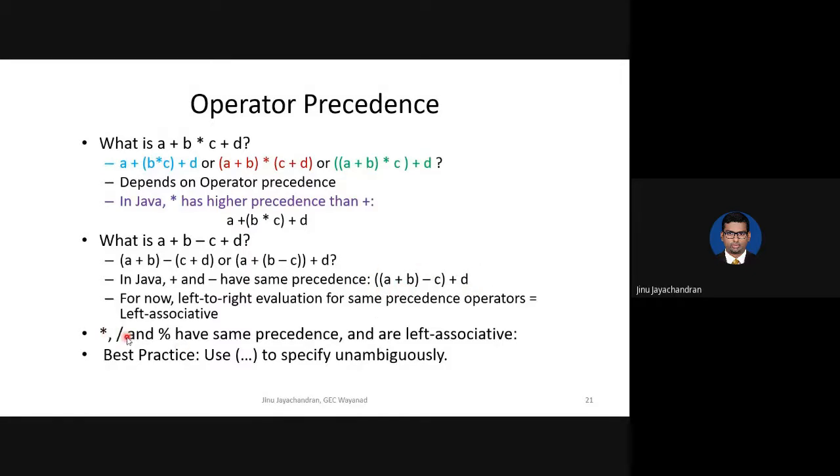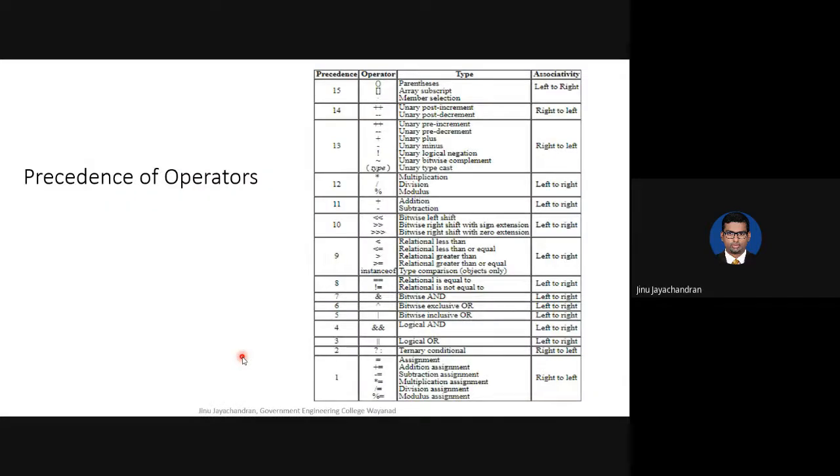Similarly, star, division, and modulo operations all have the same precedence, and they are left associative. That means they will be evaluated from left to right. So the best practice is to always use brackets to avoid ambiguity.